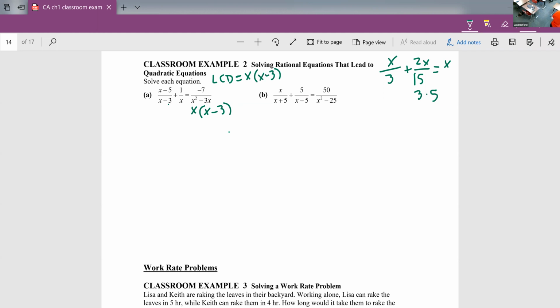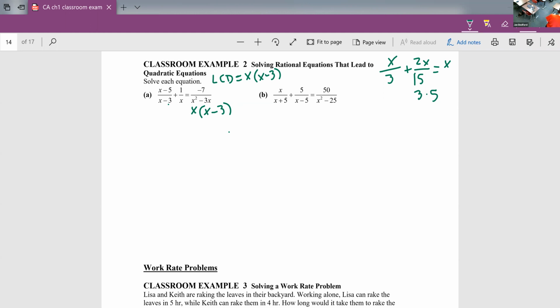But when I get to this denominator, are those repeats of what I already have? Do I already have an x? Yes. Do I already have an x minus 3? Yes. I don't need them again. I already have them. Does that make sense?